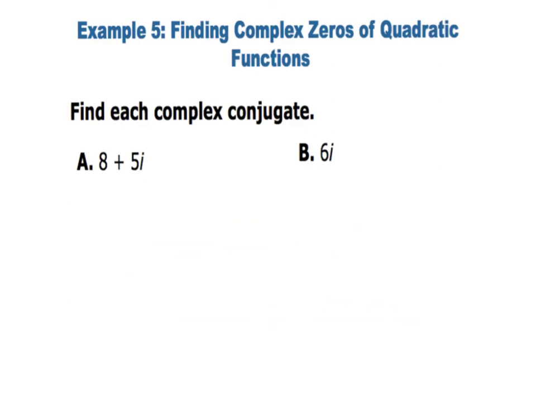So let's apply what we've just learned. I want you to find the complex conjugate. So here we go. I have complex roots here. It's 8 plus 5i. So I know that its complex conjugate is also going to be a root. So what is the complex conjugate of 8 plus 5i? Well, 8 minus 5i. Now here's another one, 6i. Remember that's the same as 0 plus 6i. So what's the complex conjugate of 0 plus 6i? It'd be 0 minus 6i, which means the complex conjugate is simply negative 6i.